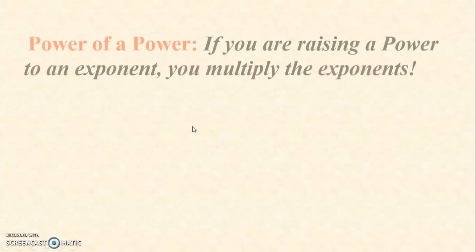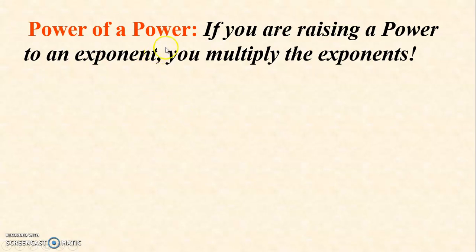Hello, this time we're going to discuss power of a power. If you are raising a power to an exponent, you multiply the exponent. That is the rule. Okay? So we have here (x^m)^n is equal to x raised to m times n.